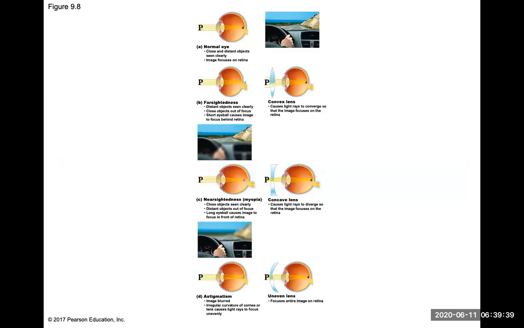So here's a look at farsightedness and how farsightedness can be corrected. So you usually have what we call a convex lens. Nearsightedness, also known as myopia, can be corrected with a concave lens, and that's the shape of our glasses or contact lenses. And astigmatism can also be corrected with a contact lens.